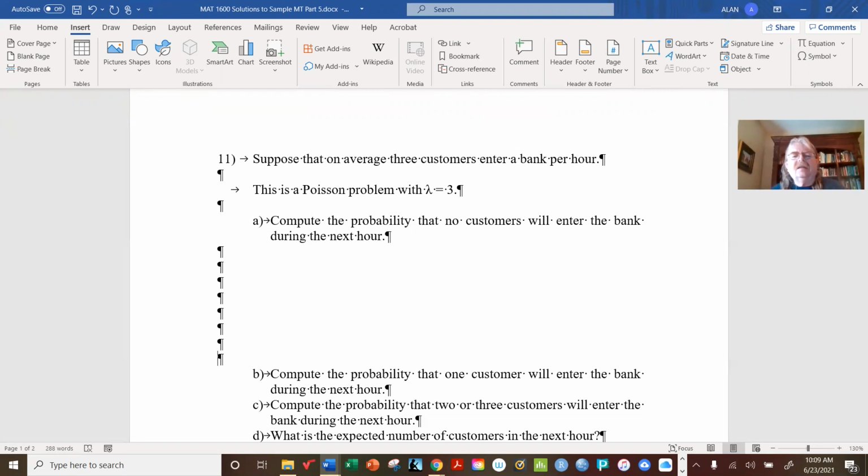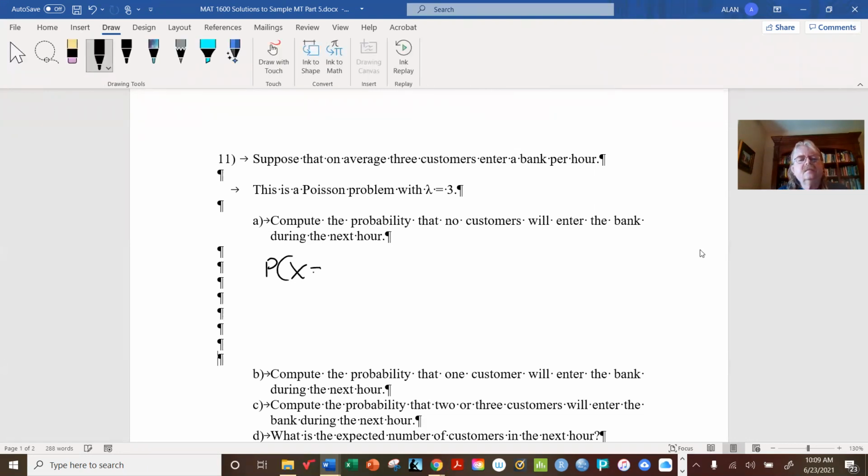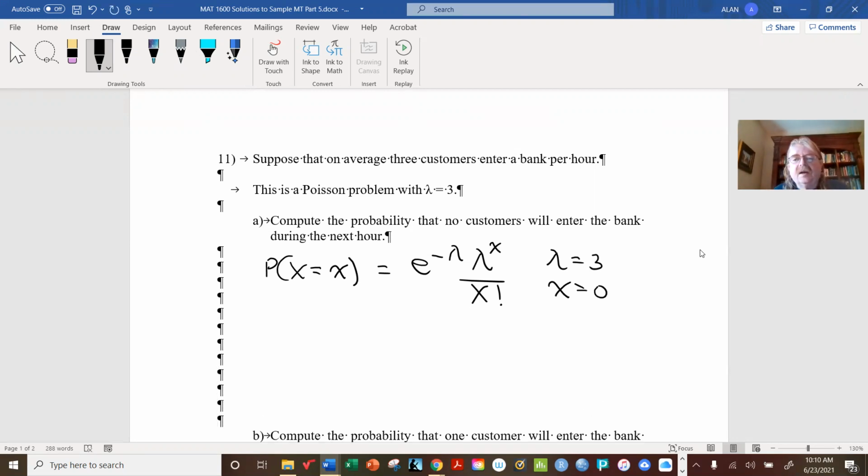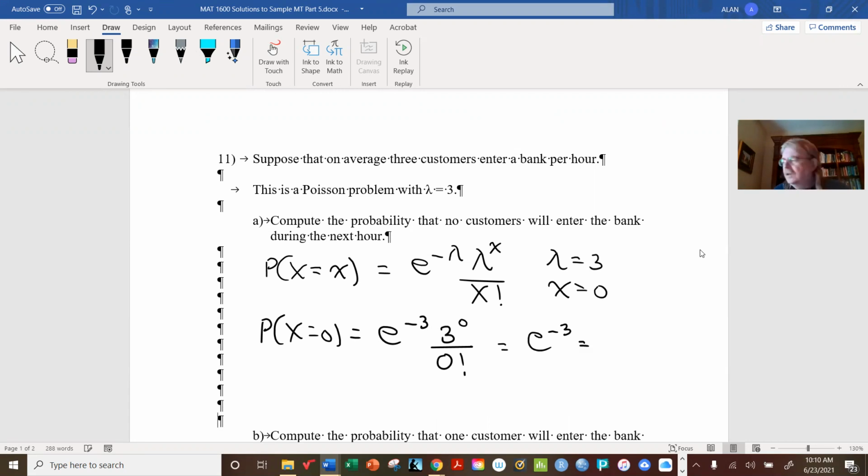All right. So the formula is, okay. So in our case, lambda equals 3. And in part A, x equals 0 because they're trying to find out the probability that no customers enter the bank over the coming hour. Okay, so the probability that x equals 0 is e to the minus 3, 3 to the 0 over 0 factorial. Now, if you notice, these 2 terms, 3 to the 0 power and 0 factorial, are both 1s. So basically what you have here is e to the minus 3 power, and that's approximately equal to 0.04978, let's say. That's close enough, 0.0498.